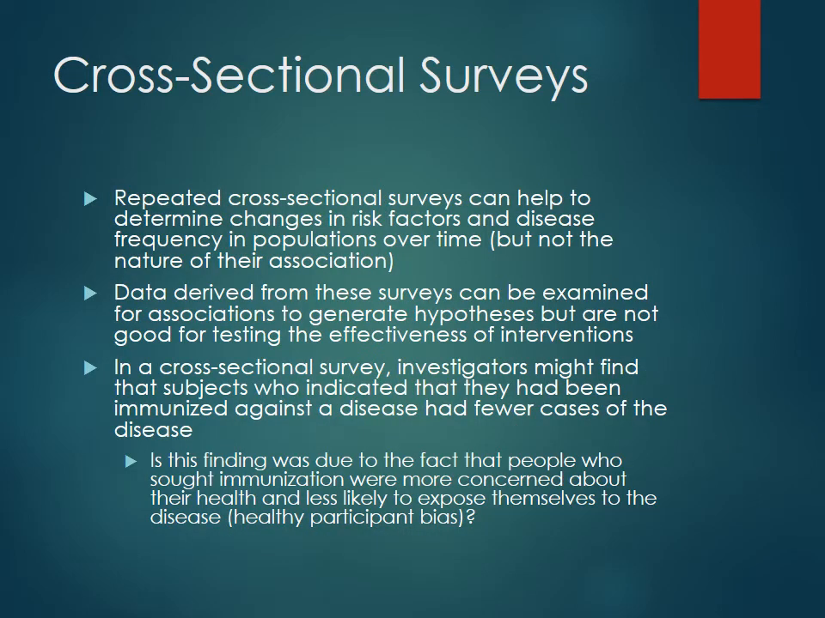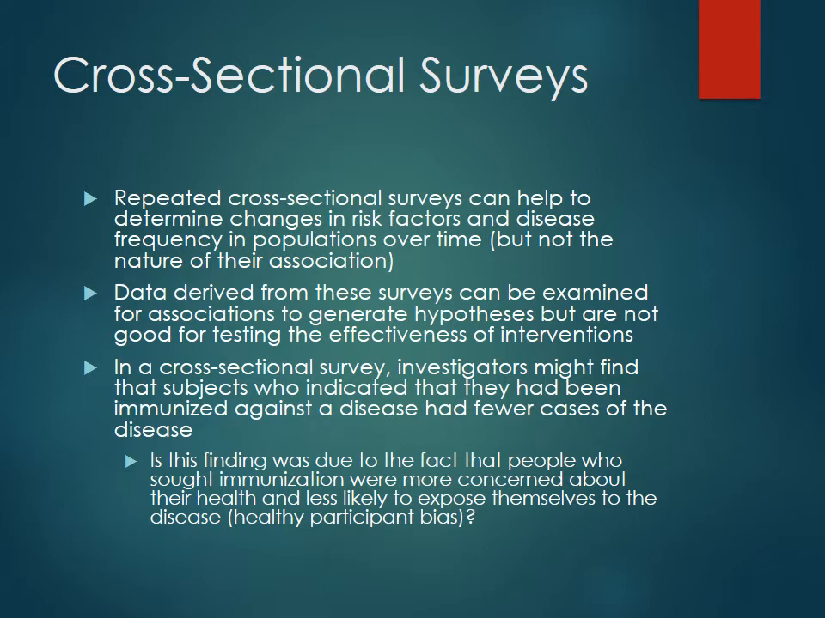Repeated cross-sectional surveys can be done to determine changes in risk factors and the prevalence of disease frequency in populations over time. But again, it can't really tell us the nature of the association. Just because you see risk factors increasing and the prevalence of disease increasing, you still cannot assume there is a causal relationship based on the study design we're looking at. Data derived from these surveys can be examined for associations to generate hypotheses, but are not good for testing the effectiveness of interventions, because again, we're just getting one point in time. We're not able to determine that cause and effect.